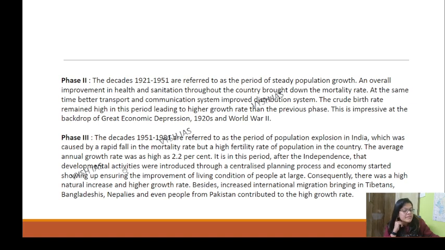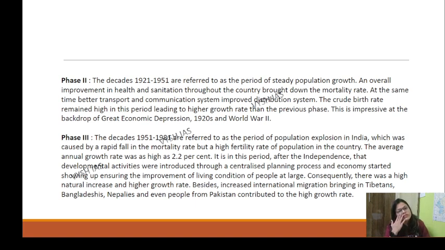The average annual growth rate was as high as 2.2%. It is in this period after independence that development activities were introduced through a centralized planning process, and the economy started showing up, ensuring an improvement in the living condition of people at large. Health, sanitation, food, everything was getting better.